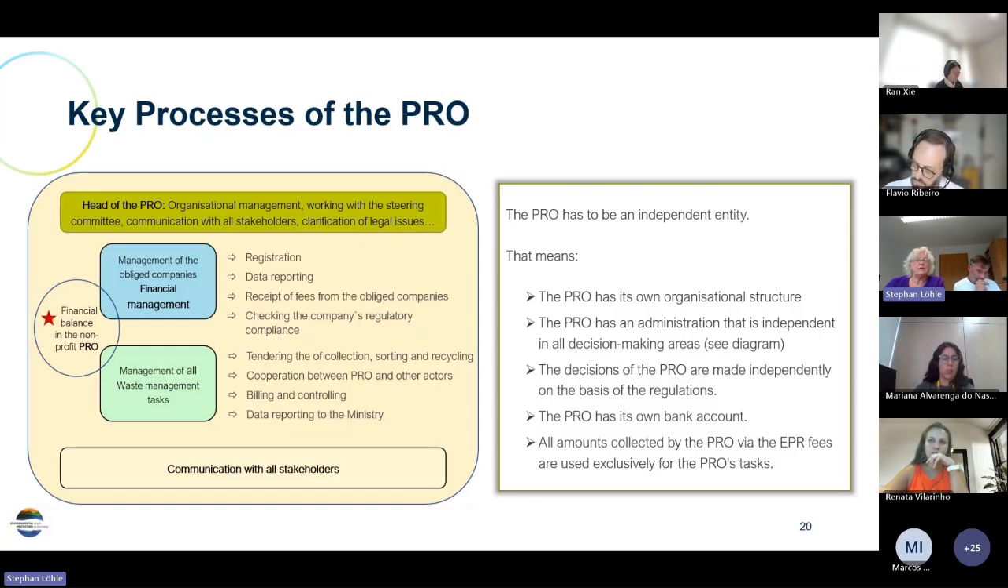And the management of waste management covers tendering, the collection, sorting, recycling, cooperation between PRO and other actors, billing and controlling, and data reporting to the ministry or other obliged governmental organizations. And of course, another one is the communication with all stakeholders. And important is that it is its own organizational structure, that it is independent, that the decisions are made independently, and the PRO has its own bank account. It is not like this in all countries, and all collected fees must be used for PRO tasks.